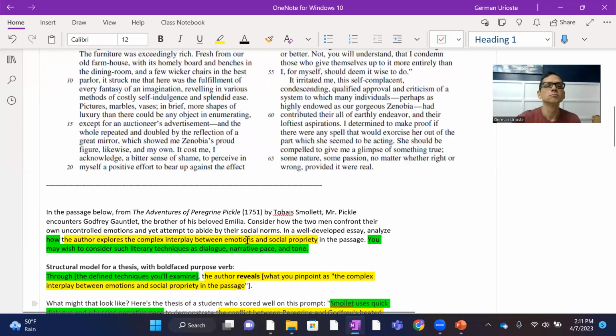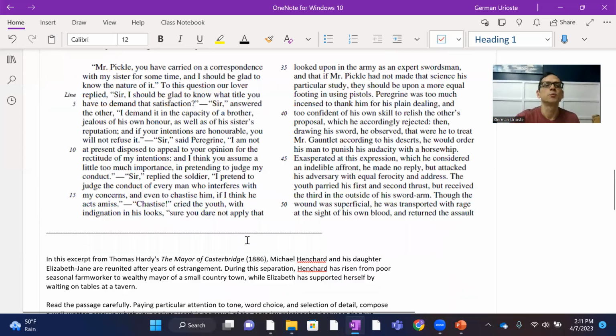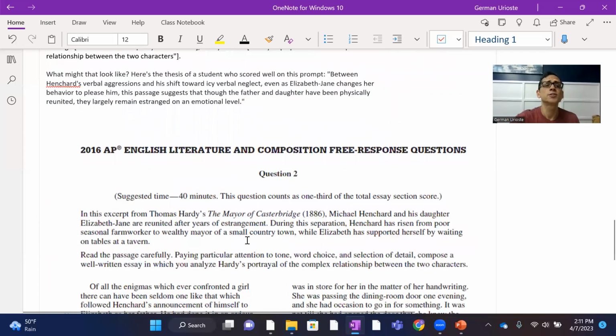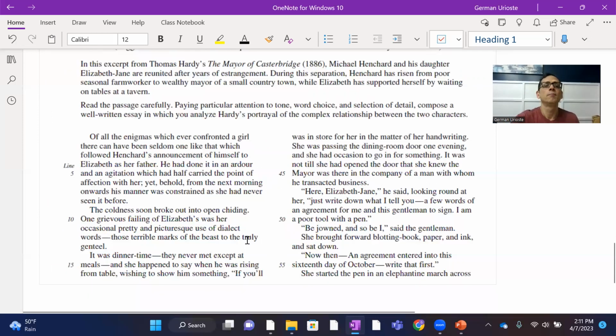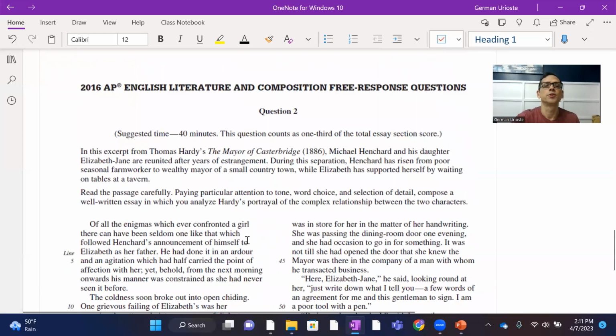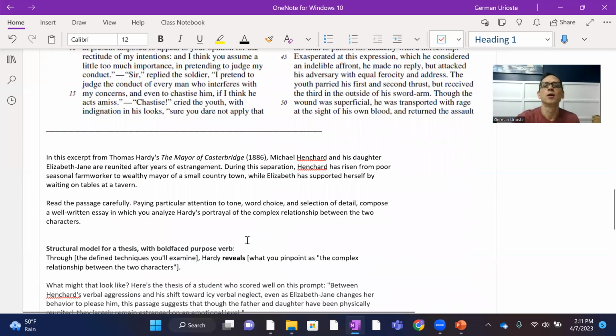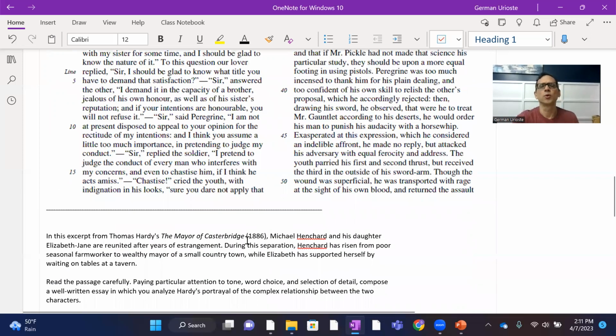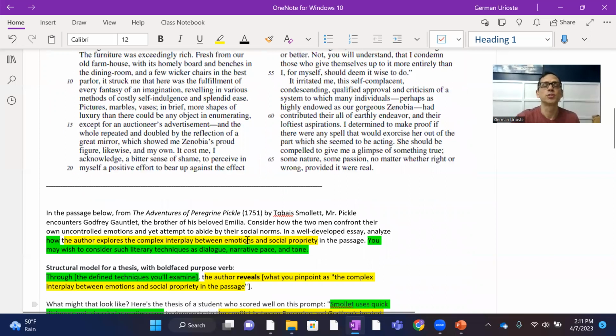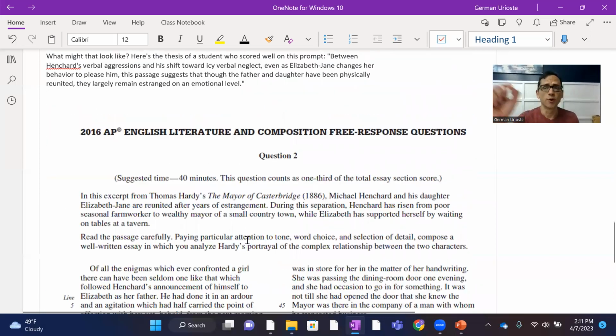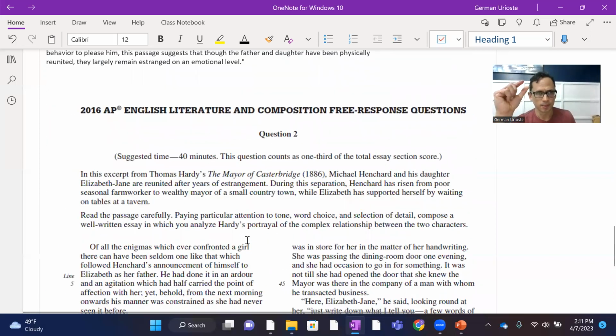One more from 2017, excuse me, we just did that one. From 2016, right? An excerpt from The Mayor of Casterbridge, right? And I only excerpted part of that. I didn't do the whole thing. Nor did I do the whole thing for the second one, actually, right? I'm just showing you parts. But again, we're focusing on looking at the prompt and thinking about how we can forge good thesis statements on these things.